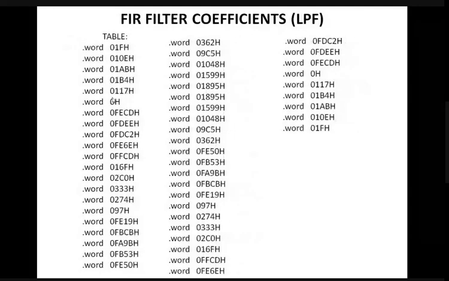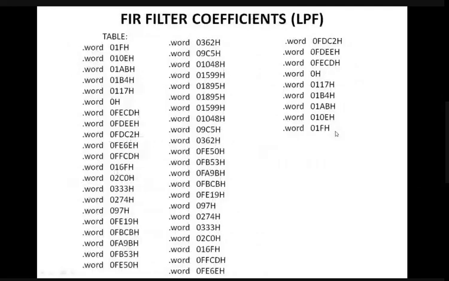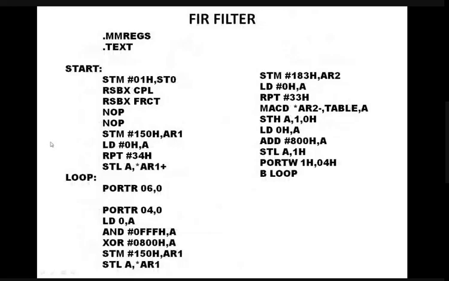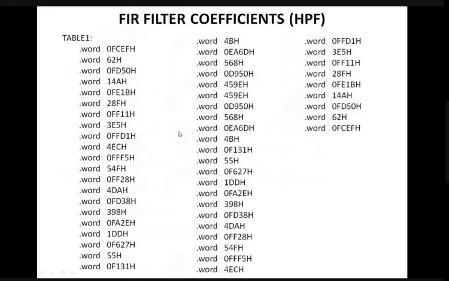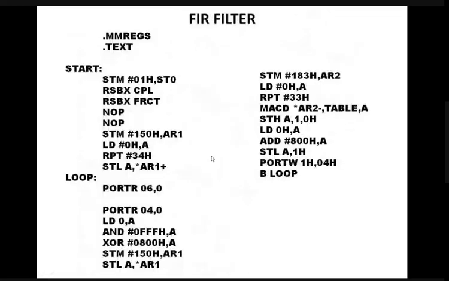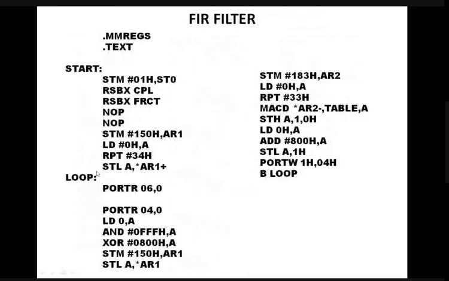So what we have to do in this code: with respect to this particular discussion, the table is the low pass filter, with 50 coefficients. When I give the label table here, this code will perform low pass filtering. If this is Table 1 filter coefficients, then instead of table in this program, if I write Table 1, it will take the high pass filter coefficients, and the same code will perform high pass filtering. That is my message today.